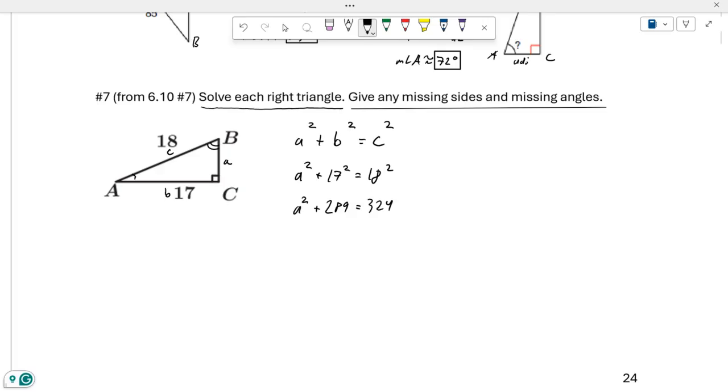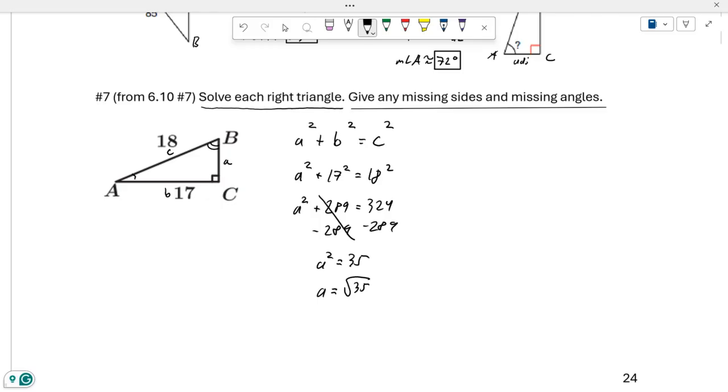I'm trying to get A by itself, so the first thing I want to do is get rid of that 289 and get rid of that 289. Cancels. So A squared equals 324 minus 289 is 35. And so therefore, A equals the square root of 35.